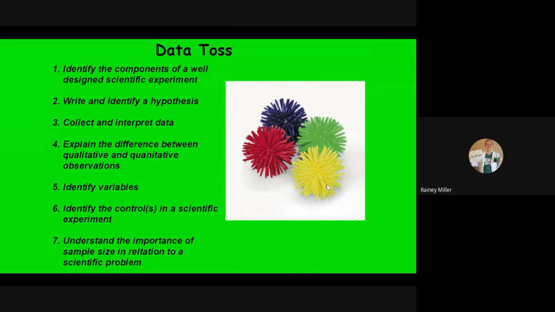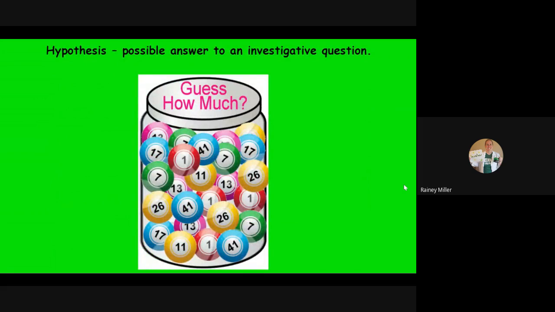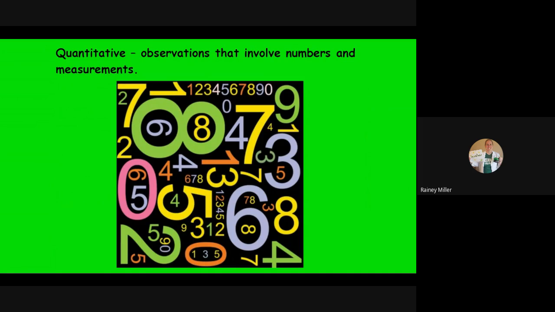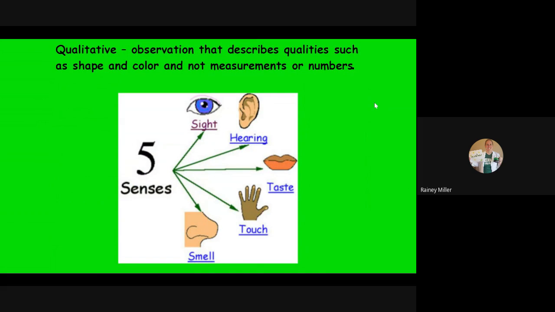So, in data toss, we're going to be using the word hypothesis, which is a possible answer to an investigative question. Quantitative, notice how there's the N in quantitative that can stand for number, which are observations which involve numbers and measurements. Qualitative, and notice how I emphasize the L in that one for look, because they are observations that describe qualities such as shape and color and not measurements or numbers. So things you can sense with your five senses.